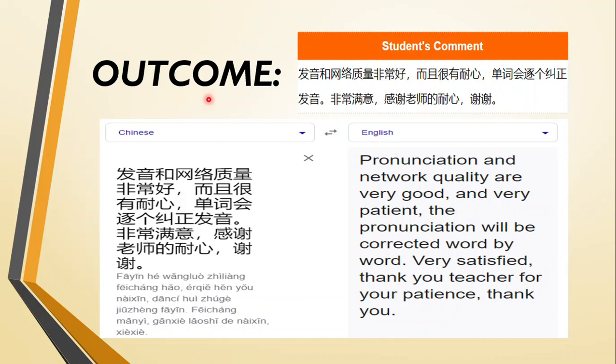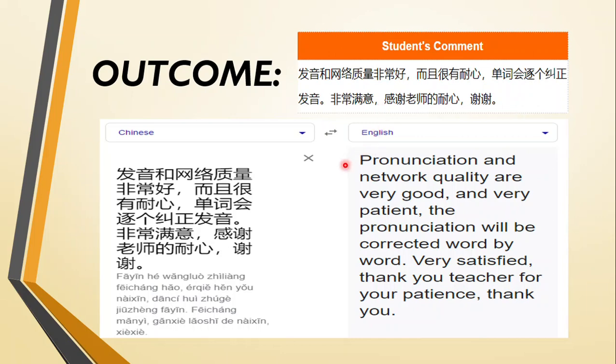Next, now here's the outcome. And I'm very happy to let you know about this. Because of what I did, I got a student compliment. So that's why I'm asking you to follow the tips that I have given you, because it is definitely effective. If you can see here, this is what the student commented, and it's in Chinese characters. So what I just did is that I translated it.